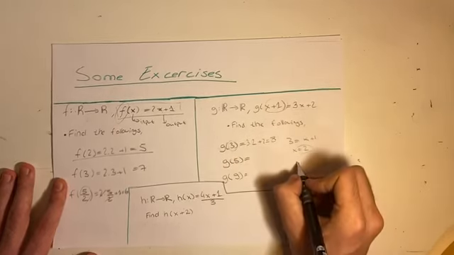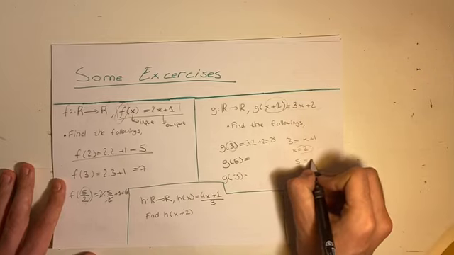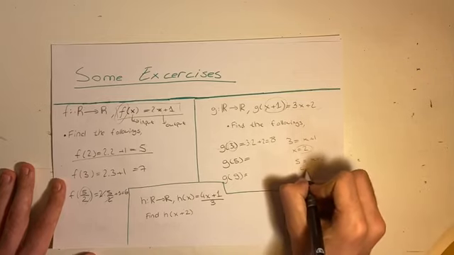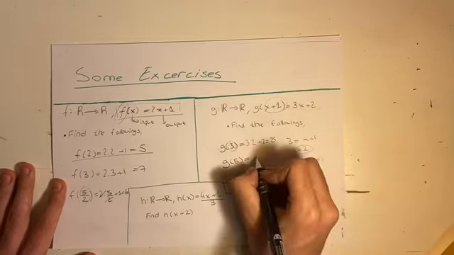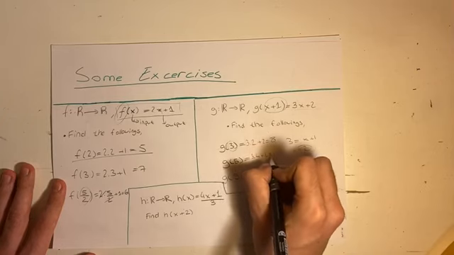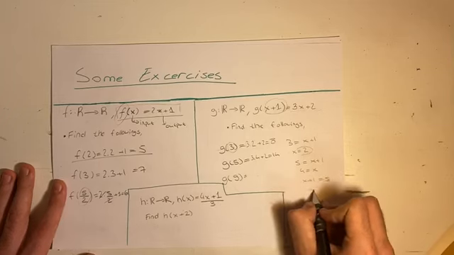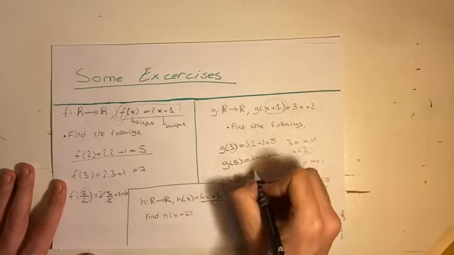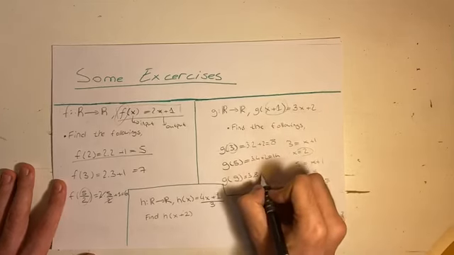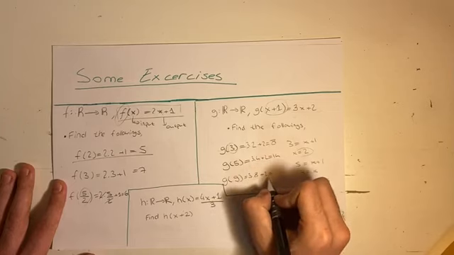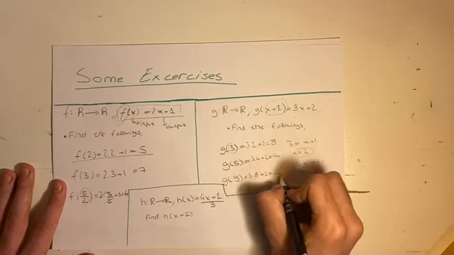For 5, 5 is equal to x plus 1, so x is equal to 4. So 3 times 4 plus 2 is 14. For 9, x plus 1 is 9, x is 8. We need to write 8 instead of x. So we would get 24 plus 2, 26.